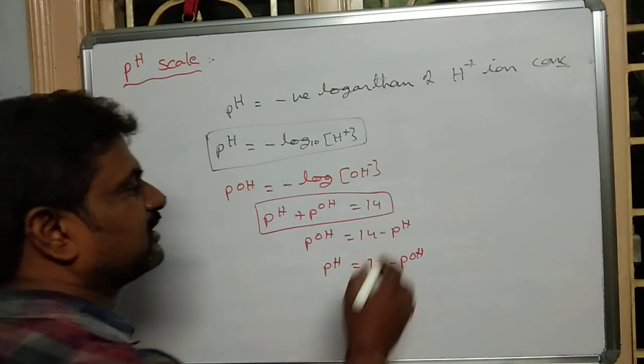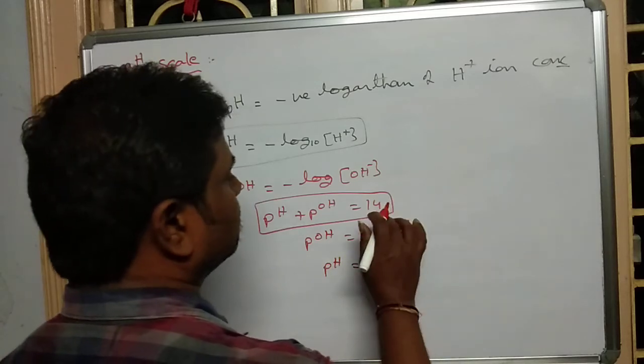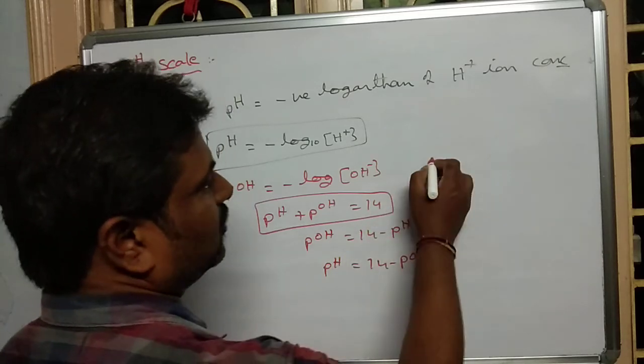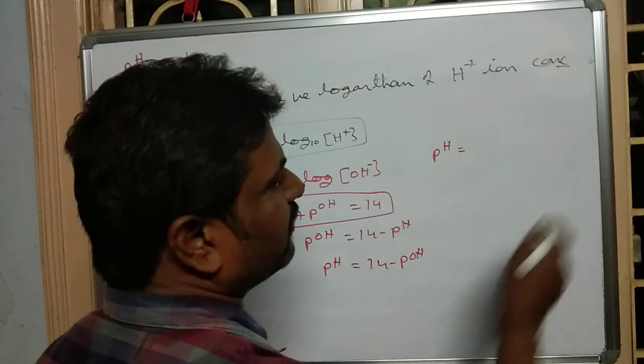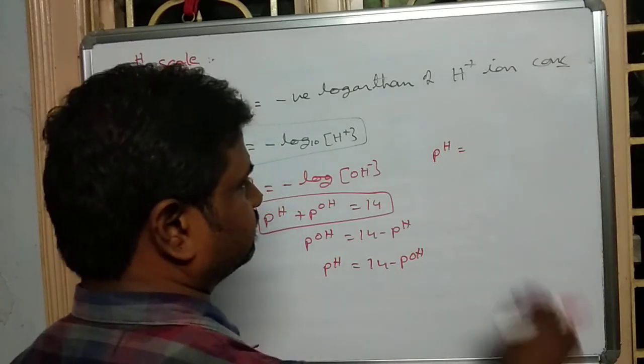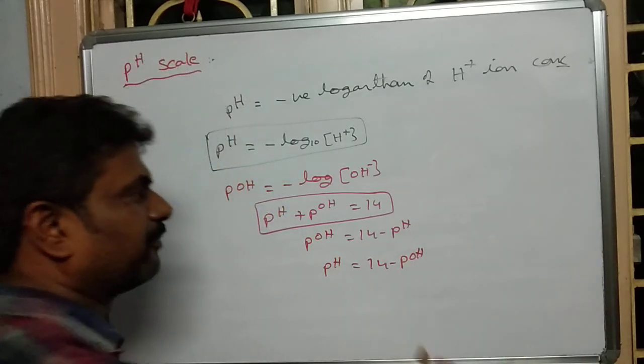And another one: at 25 degrees centigrade, this ion product is 1.0 into 10 to the power of minus 14. This is about the pH scale.